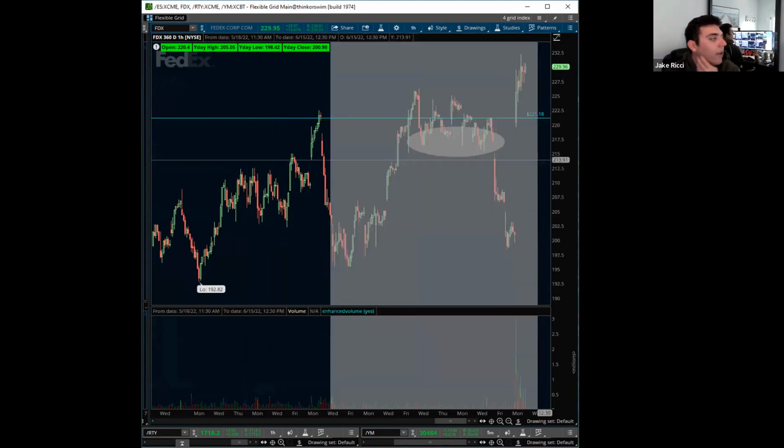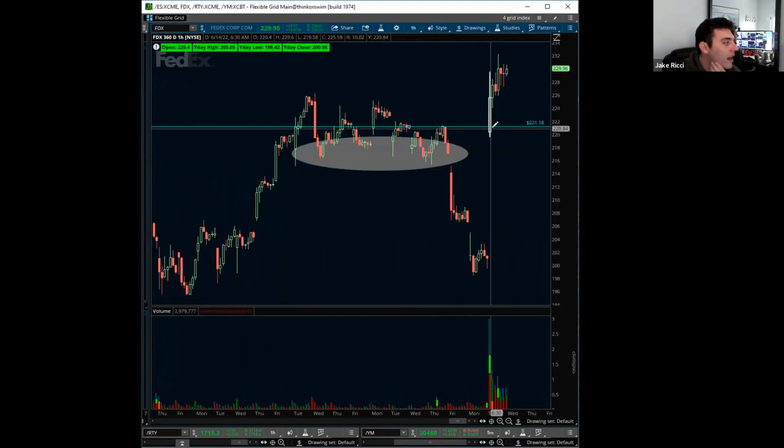Now, what did I want on FDX? I wanted an open above 221.18. I wanted an open above the level, because then we could pull back to the level on retest. The open above, to me, gives a cleaner, more trustworthy idea that we're going to get the continuation as opposed to an open beneath the level. Because it's right there. Why wouldn't it just open above?